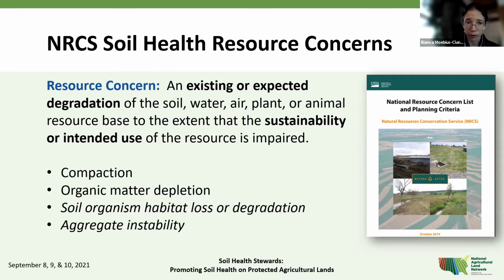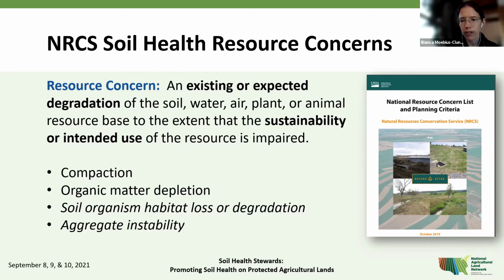NRCS has, I think right now, 42 resource concerns that each planner specifically looks for. The definition of a resource concern is either an existing or an expected degradation of the soil, water, air, plant, or animal resource base to the extent that the sustainability or intended use of the resource is impaired. So how do we want to use this resource? And is it either degraded right now, or do we expect that current management is going to degrade it? If either of those is a yes, then we need to change management. And that's how NRCS goes about conservation planning.